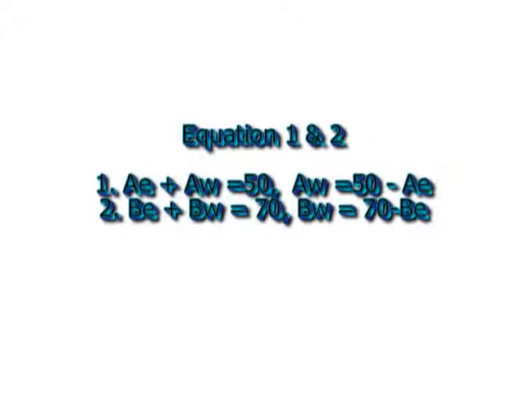Customer A wants 50 Drive-It buckets and customer B wants 70 Drive-It buckets. The equation is as follows: AE plus AW equals 50. So AW would equal 50 minus AE. The second equation would be BE plus BW equals 70. So BW would equal 70 minus BE.